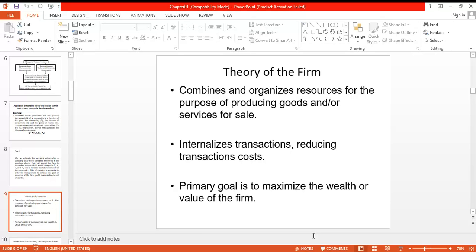And that's a very important thing in economics, because the more your costs are reduced, the more your productivity and efficiency is increased. So please keep in mind that the goals of the firm may be many, but the primary goal of the firm is one. The primary goal of the firm is to maximize the wealth or the value of the firm itself.